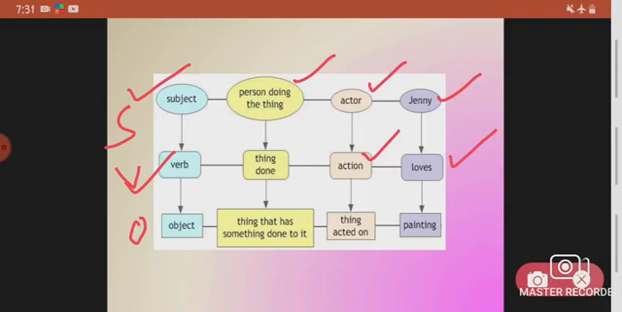And how is this love affecting the object? What is the object? Object, thing that has something done to it. What is that something? Loves. Thing acted on. What she loves? She loves painting. So Jenny loves painting. Painting is the object. Perfect.